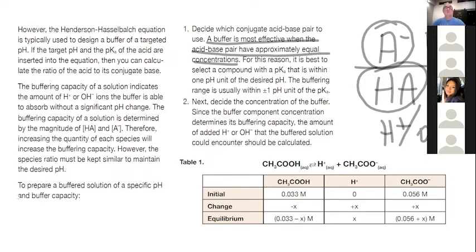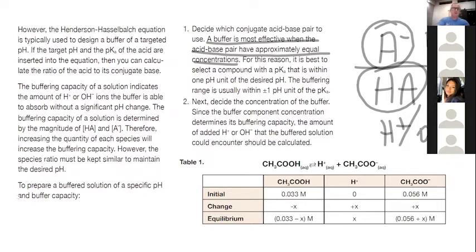And that explains why you want to choose a weak acid with a pKa at approximately the pH you want to buffer for. If you want to buffer for pH 6, you want a weak acid that has a pKa of around 6, and same with bases.